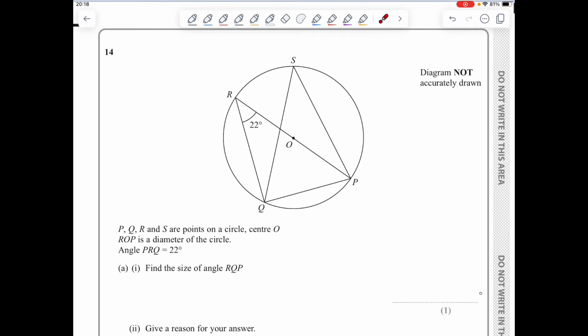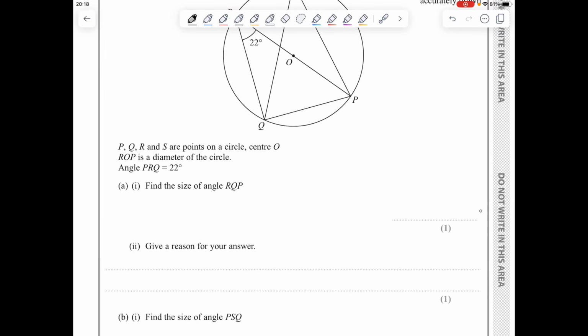For part A of question 14, we need to find angle RQP. That's this angle here. And the answer for this one is 90 degrees because angle in a semicircle is a right angle. So let's write this down, 90 degrees and the appropriate reason.